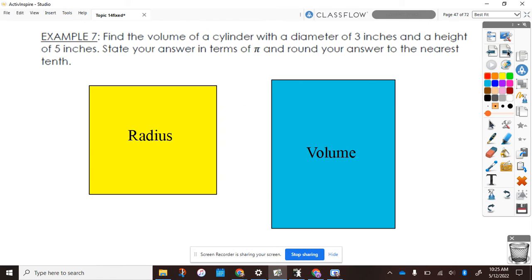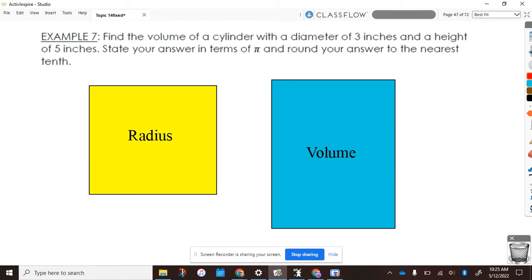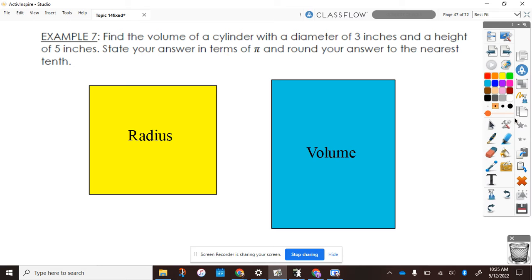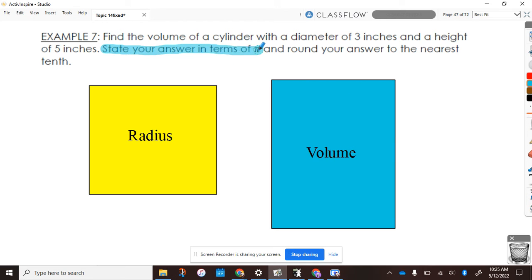All right, look at this first example right here. It is asking us to find the volume of a cylinder with a diameter of 3 and a height of 5. State your answer in terms of pi. That's going to be something to look out for all this week. A lot of these are going to want us to state our answer in terms of pi, so just be on the lookout in general for problems like that.